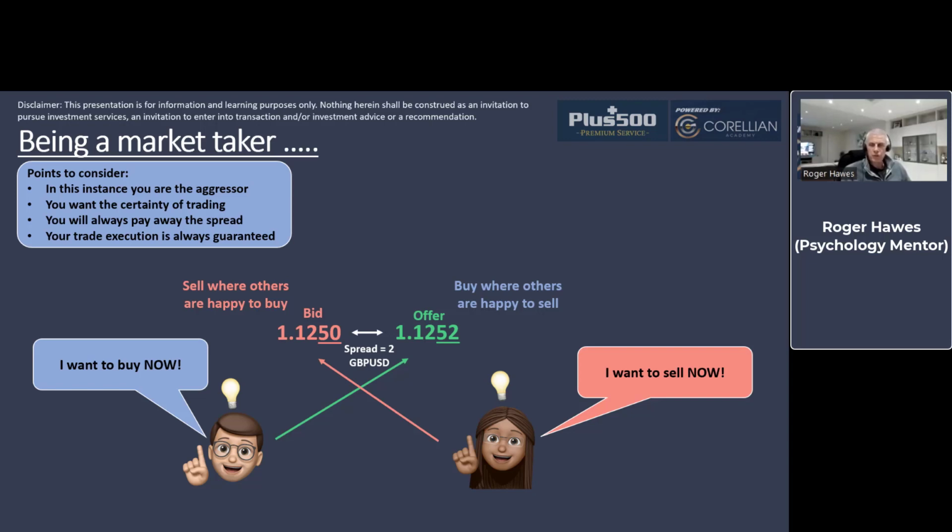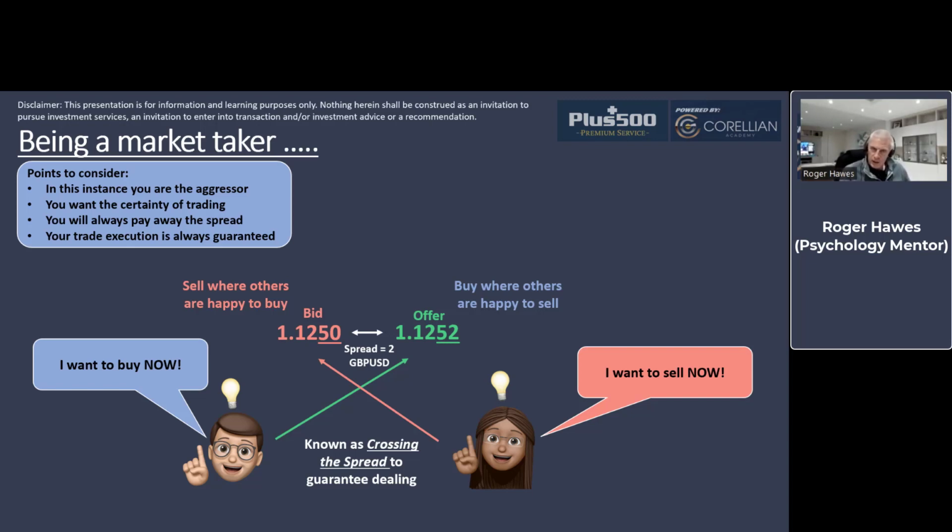And in this instance, quite simply, if I want to buy, then I have to go to the market where someone is willing to offer. And that will be on the right-hand side. And so in this instance, I'm buying at 112.52. And if I was the other way around, I'd be selling, and I have to go to the left-hand side where someone else is buying. And as you see from the graphic there, we are crossing the spread. So in this instance, each time I trade, I'm paying away 2 ticks, but I'm guaranteed to trade.